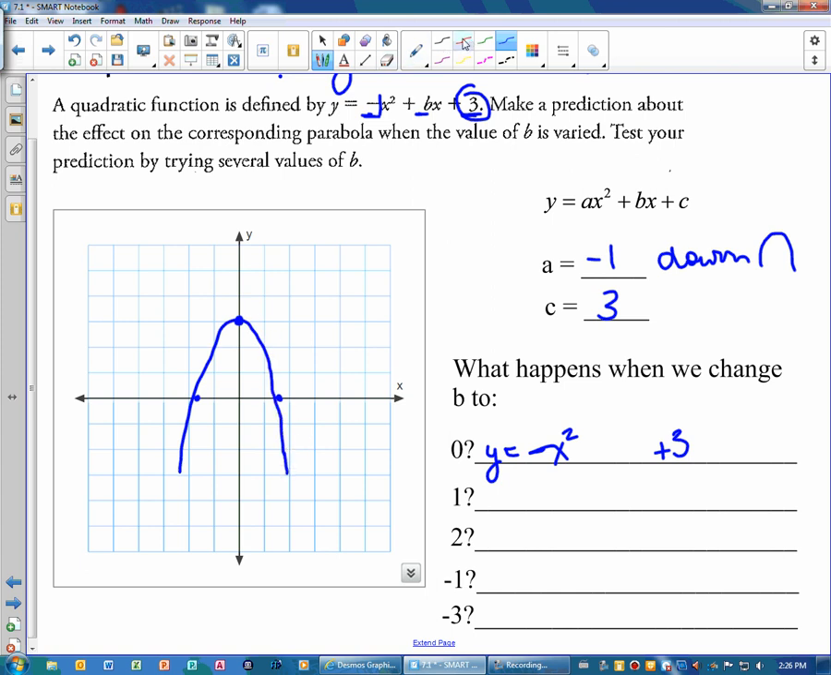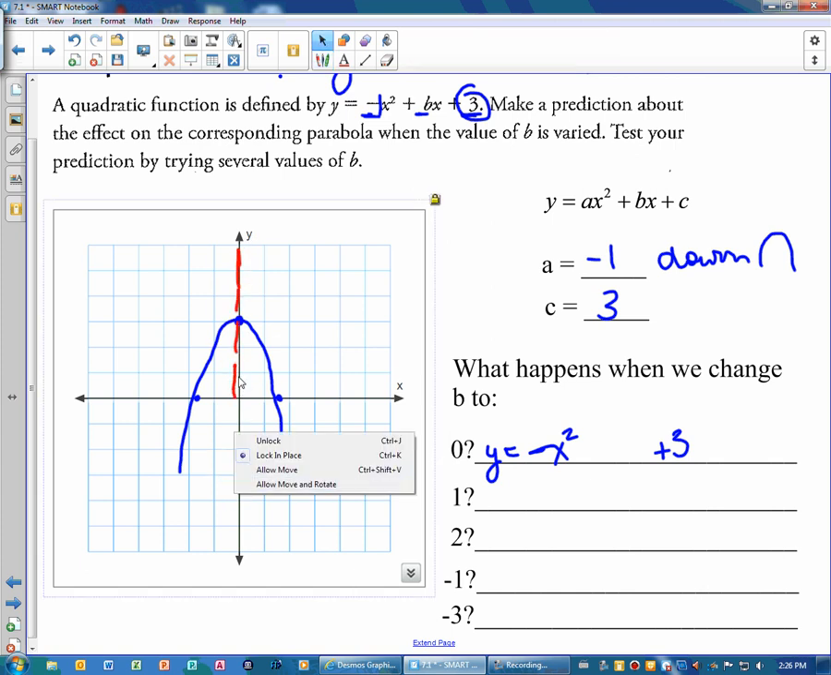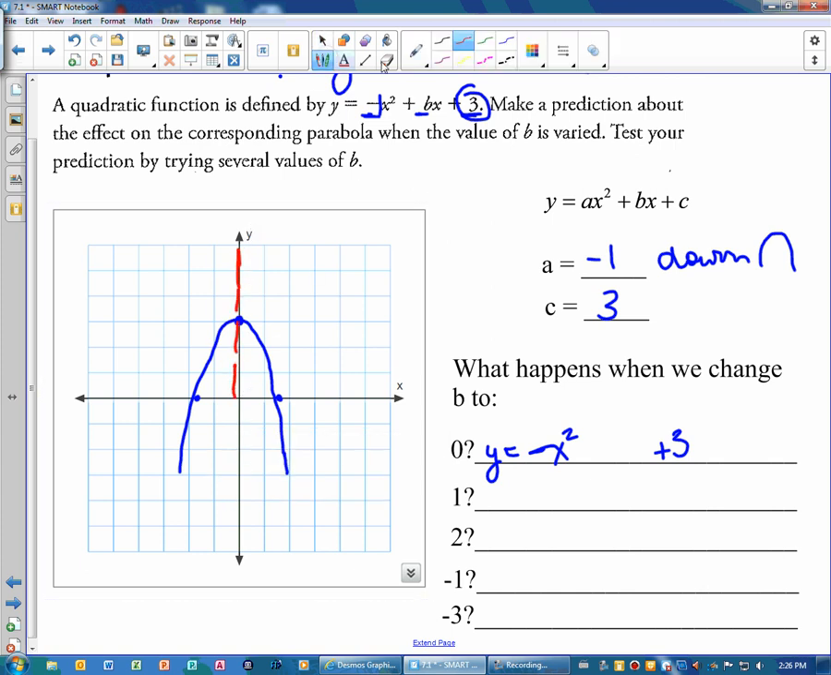Remember that parabolas are symmetrical. So here's my axis of symmetry, right down the middle. Here's my vertex. My vertex is the highest or lowest point of my parabola. And because this parabola opens downwards, it's a maximum. So that's what the graph of y equals negative x squared plus 3 would look like.